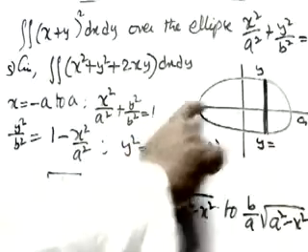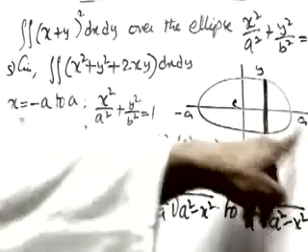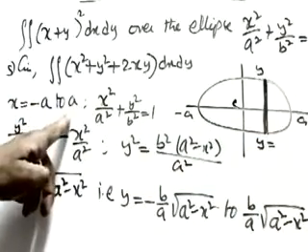Let me take the constants in terms of x. Here it will be minus a, here it will be plus a. This is center, this is plus a, this is minus a. So x will be from minus a to plus a.